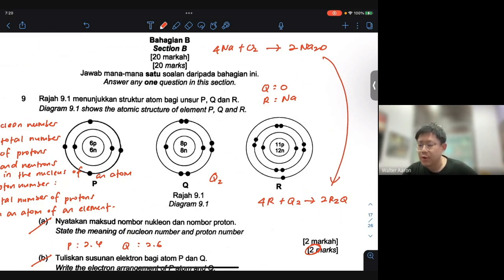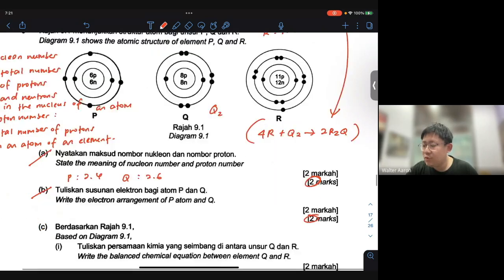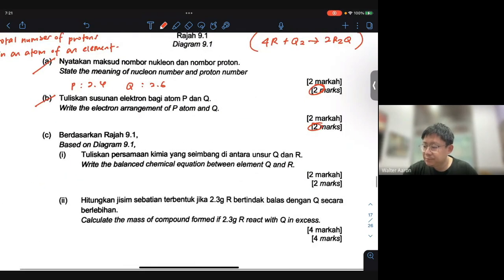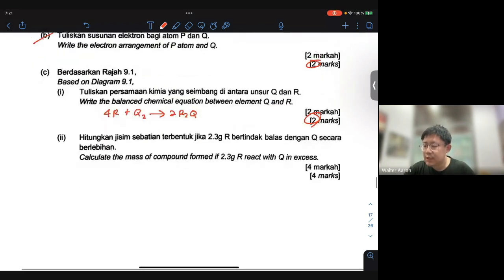But like I said before, you're not allowed to change the alphabets of the substances that they give you based on what you know in the periodic table. You have to follow the same symbol that's given to you, although they're not the exact ones. So we just convert the equation from the original one to the alphabets that they give you. So this is the answer: 4R plus Q2, get 2R2Q. Then you get 2 marks for a balanced chemical equation.